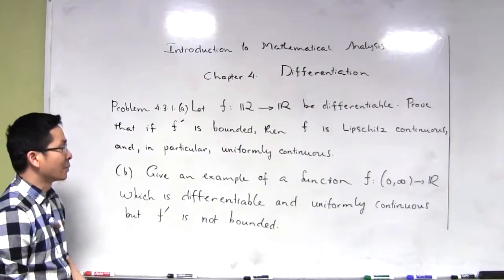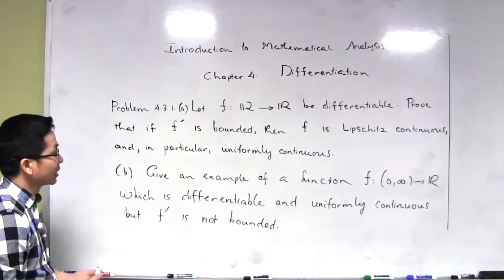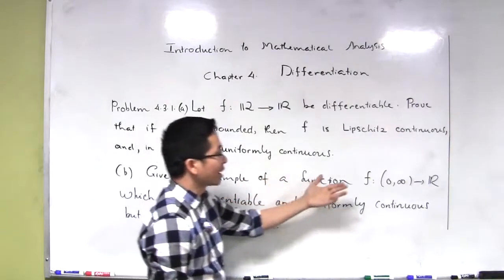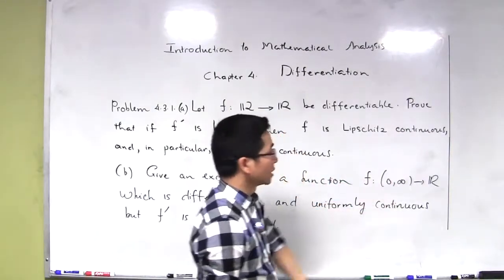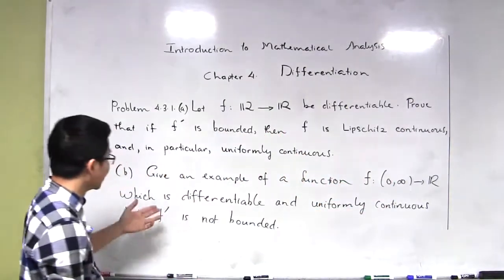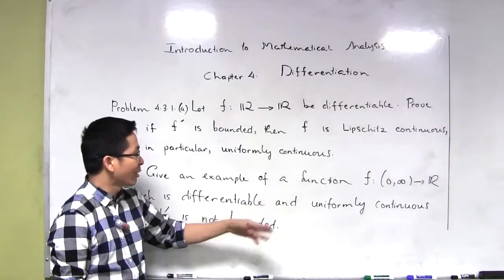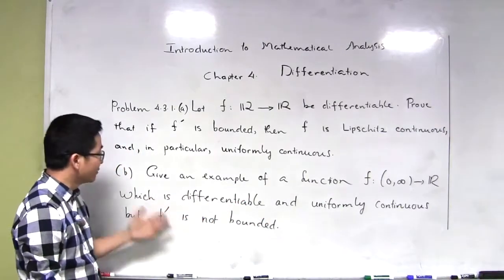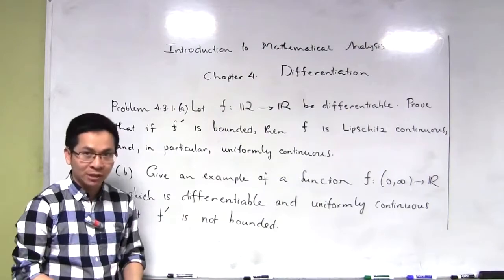And in the second part, we have to give an example of a function defined on the open interval from 0 to infinity, which is differentiable and uniformly continuous, but the derivative of the function is not bounded.